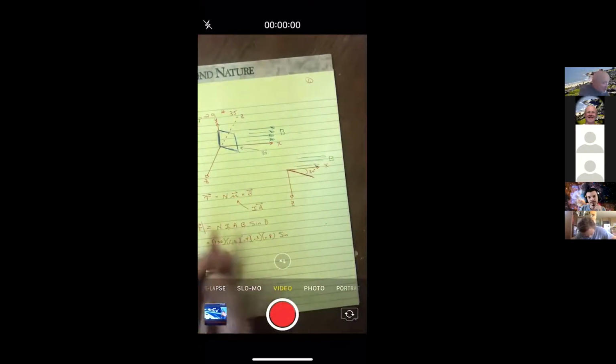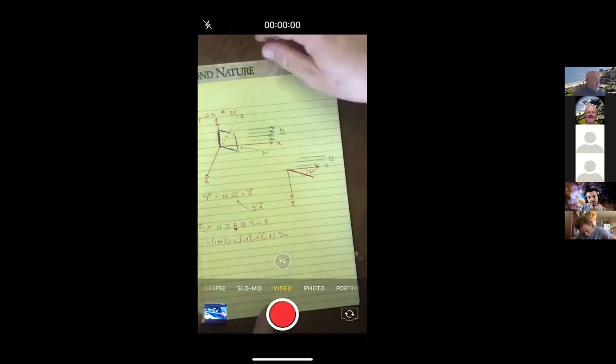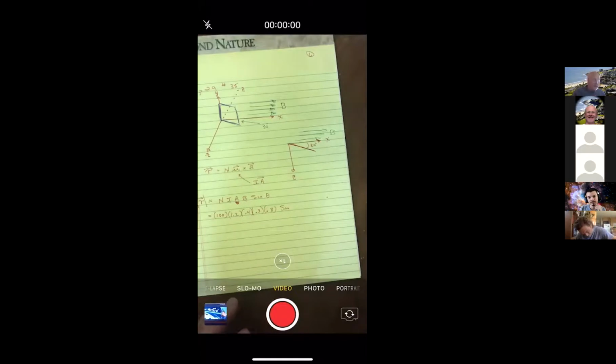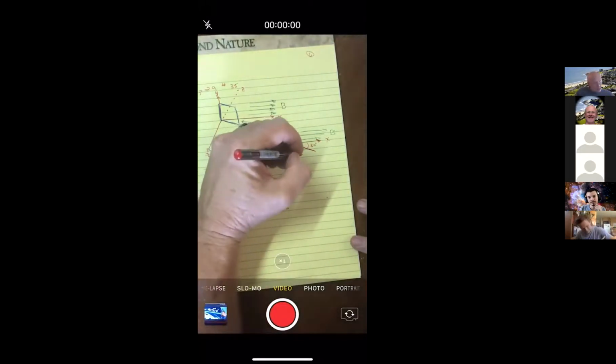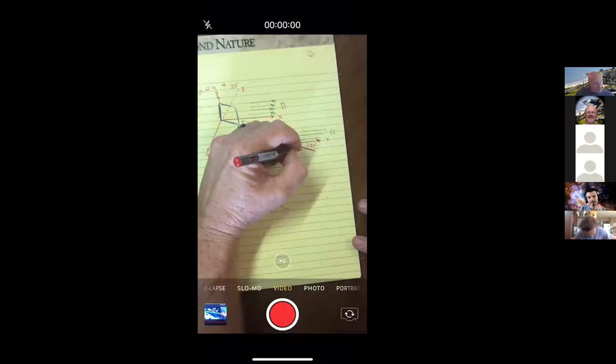The definition of the direction of the area vector, like we did for electric fields, is perpendicular to the surface. So in this cross section, perpendicular would be, and I'll go in both directions like that.